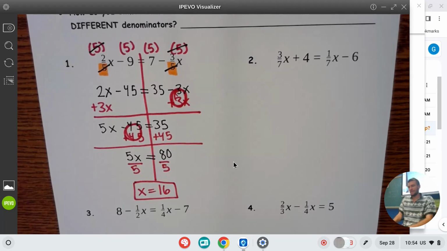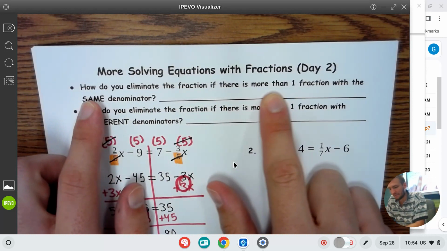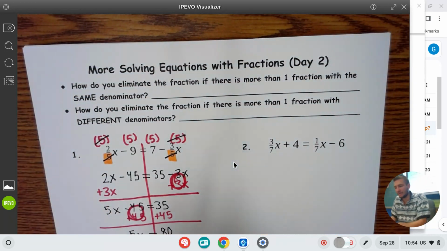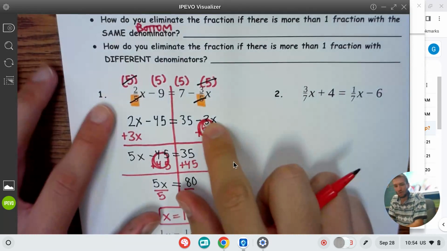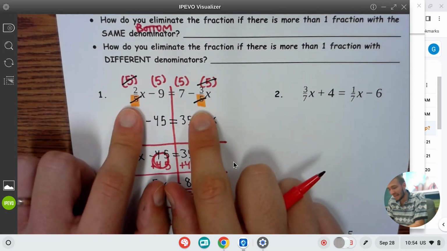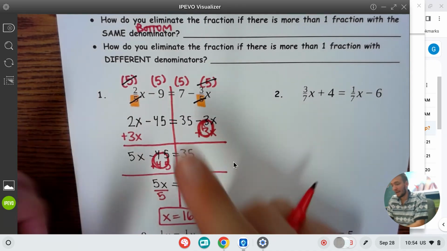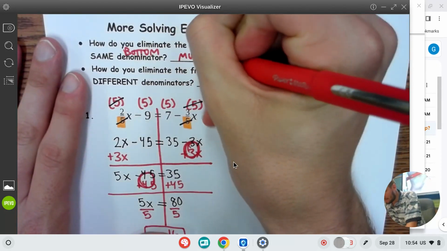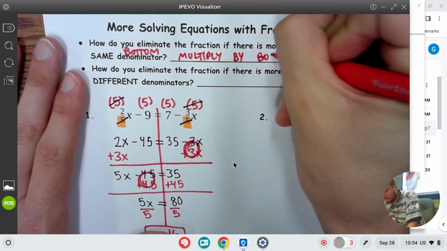Okay, so what we just figured out at the top here, it says, how do you eliminate the fraction if there is more than one fraction with the same denominator? What does denominator mean? Bottom. Nice job. So, if we've got multiple fractions, 5 and 5, and they're the same number, what do we multiply by? Easy. Multiply by bottom.